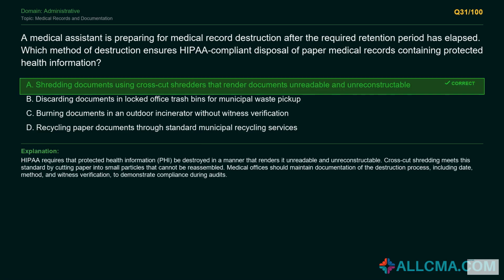The correct answer is A. HIPAA requires that protected health information, PHI, be destroyed in a manner that renders it unreadable and unreconstructible. Cross-cut shredding meets this standard by cutting paper into small particles that cannot be reassembled. Medical offices should maintain documentation of the destruction process, including date, method, and witness verification, to demonstrate compliance during audits.